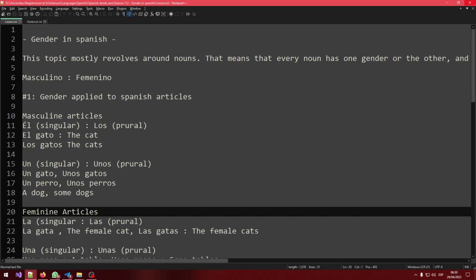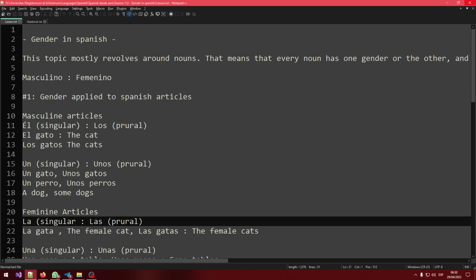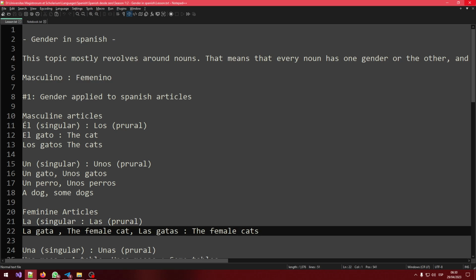Now let's take a look at feminine. Then we have la and las, which is another equivalence for the, and some, respectively. So then we have la gata, and las gatas. Gata, G-A-T-A, gatas.